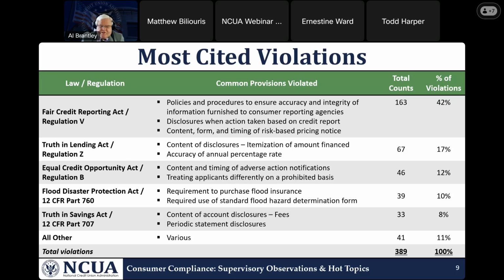For comparison, the total counts reported for the Fair Credit Reporting Act Regulation V, ECOA, or the Equal Credit Opportunity Act Regulation B, and the Truth in Savings Act violations already exceed the total counts reported for each respective law and regulation in 2022. Meanwhile, the total count reported for the Truth in Lending Act, or Regulation Z, violations is trending lower than in recent prior years.